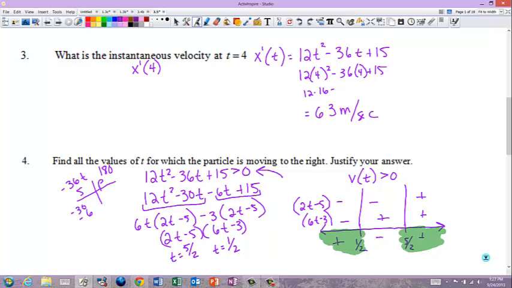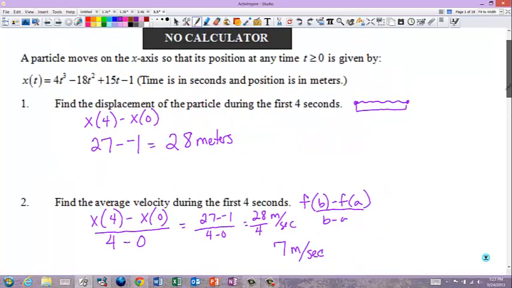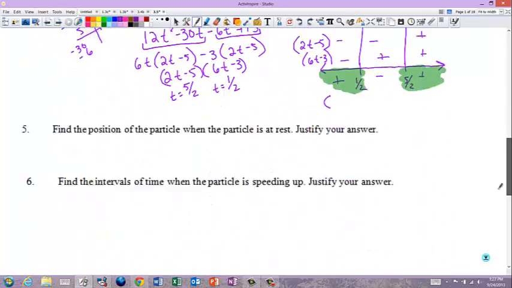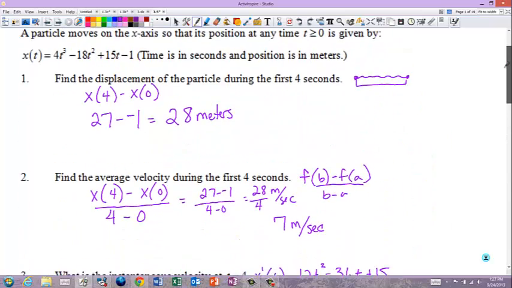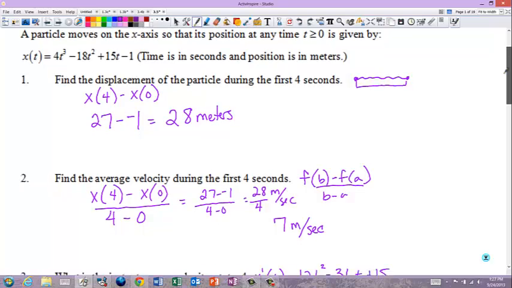So it's positive from 0 because my time starts at 0, way up here. So it's positive from 0 to 1/2 union from 5 halves to infinity. Did it give me a stopping point, a high end? No, it did not.